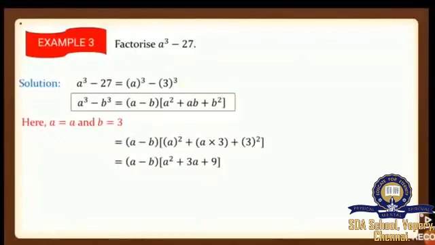So again applying the identity a cube minus b cube and substituting a equal to a and b equal to 3 in the above identity, we will get a minus b into a square plus a into 3 plus 3 the whole square. So if you solve these terms, you will get a square plus 3a plus 9.